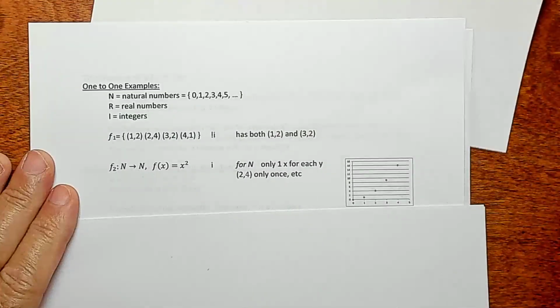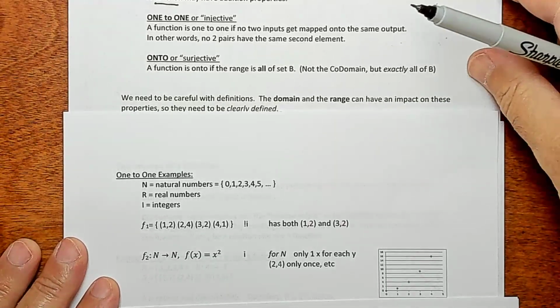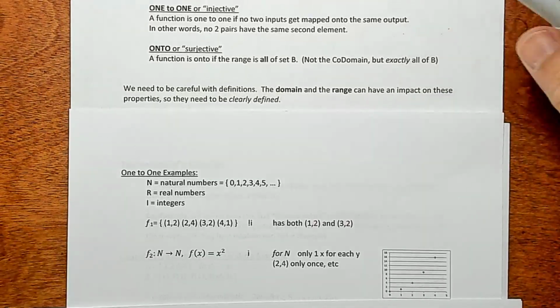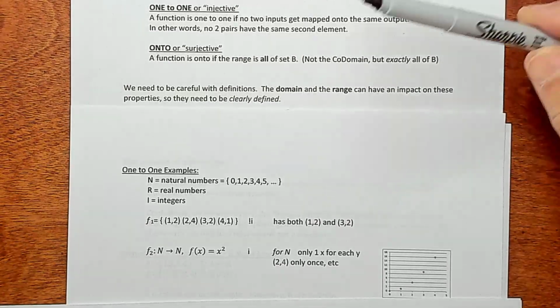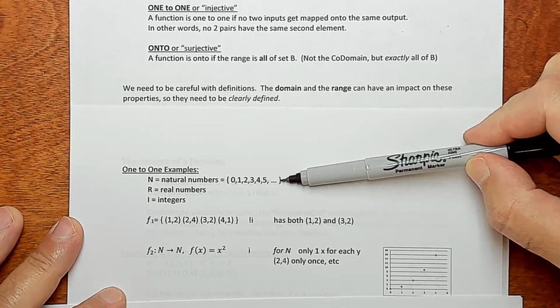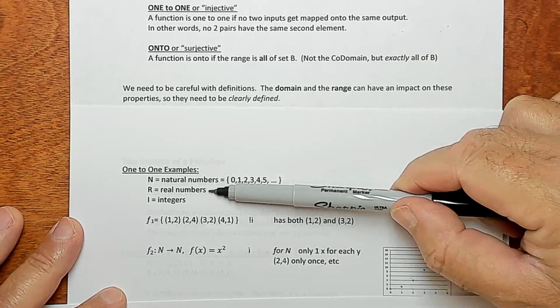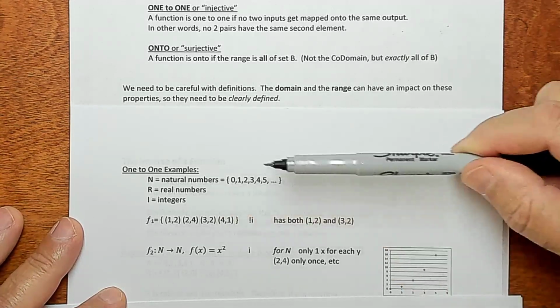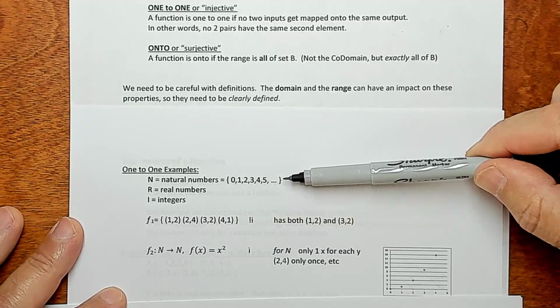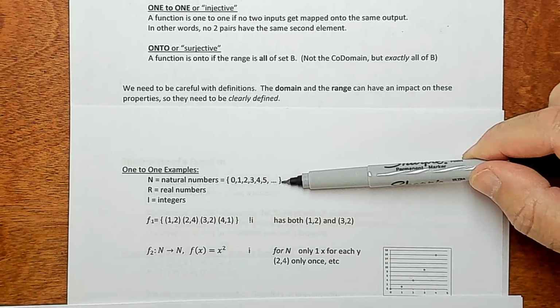So I got a couple of examples right here. So let's see, we got this little example that is a function on the natural numbers from 0 out to infinity. We're going to look at some other examples that deal with the real numbers and the integers, but this first example is on the natural numbers.